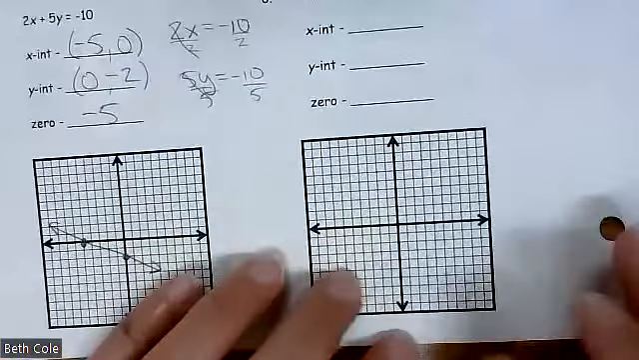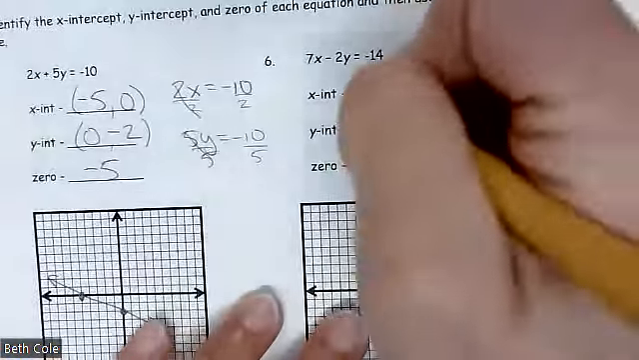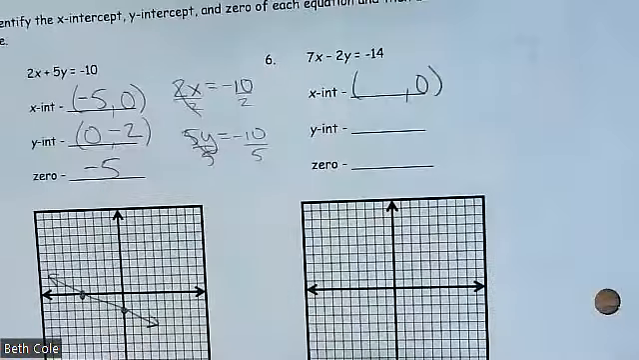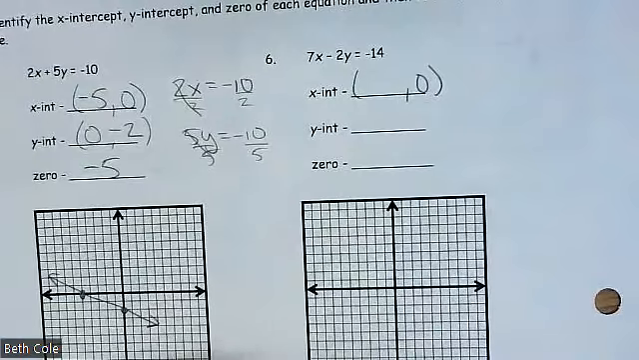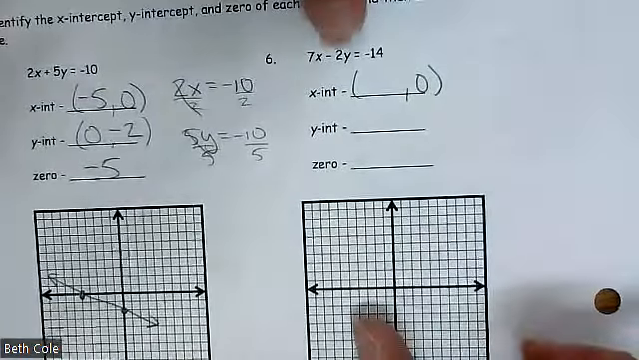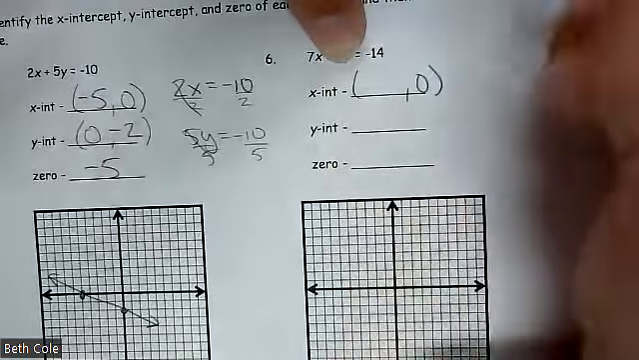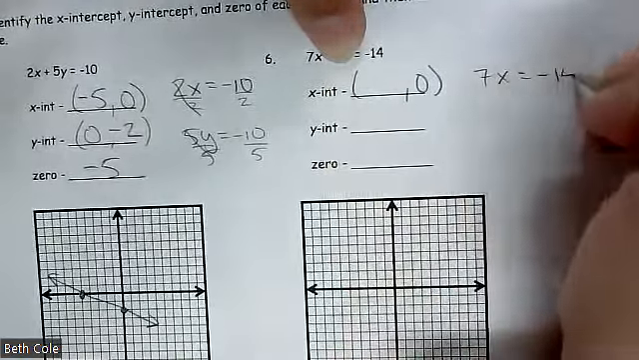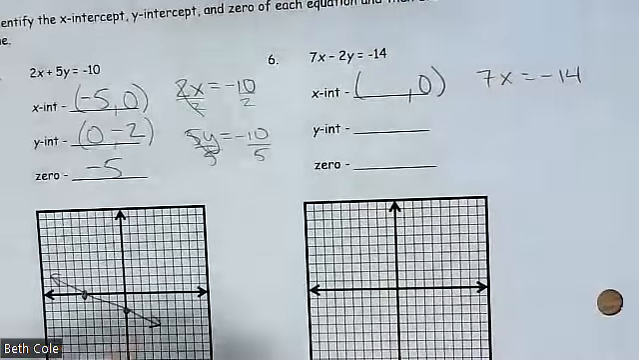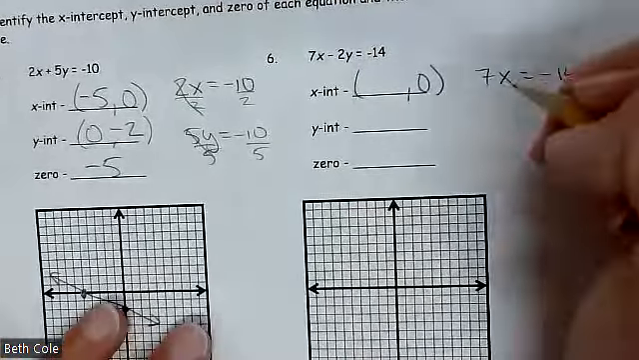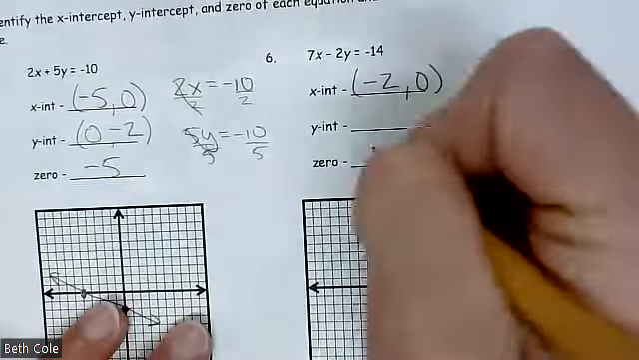Let's try it again. X-intercept, you're going to plug in 0 for y. Just cover it up. Look, if I cover up y, it's gone. You have 7x equals negative 14. So what will that give us? Negative 2. Perfect. And then you can put negative 2 here.